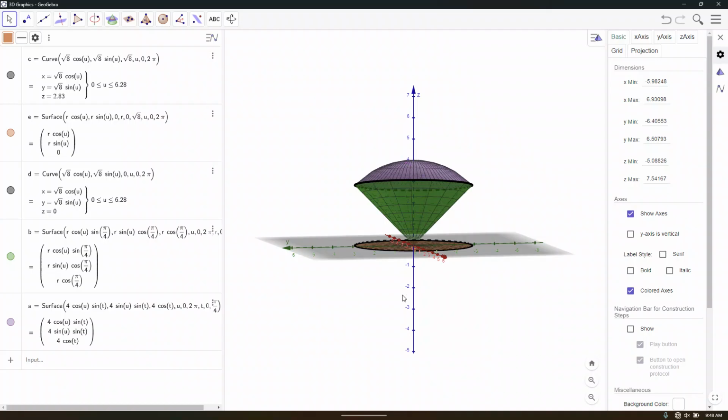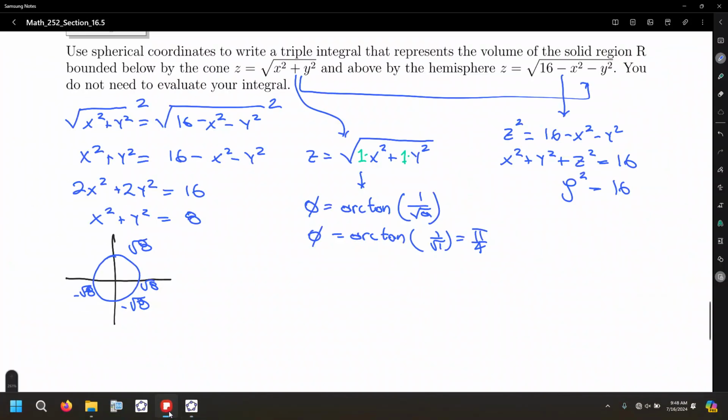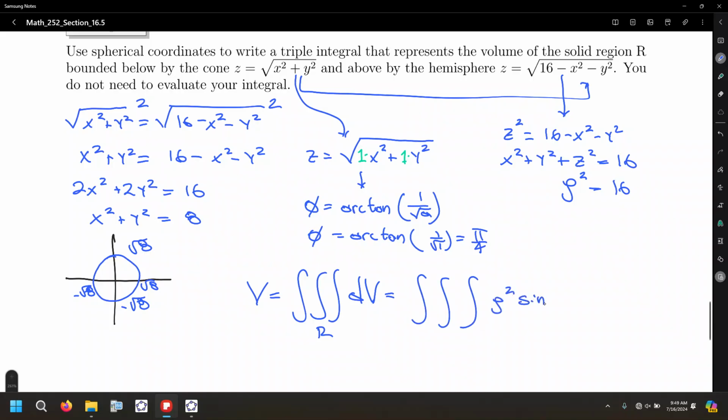All right, I think we can write that part of the integral. The volume is the triple integral over the region R of dV, which is the integral of rho squared sine phi d rho d phi d theta. So for the radius, it's 0 to 4.